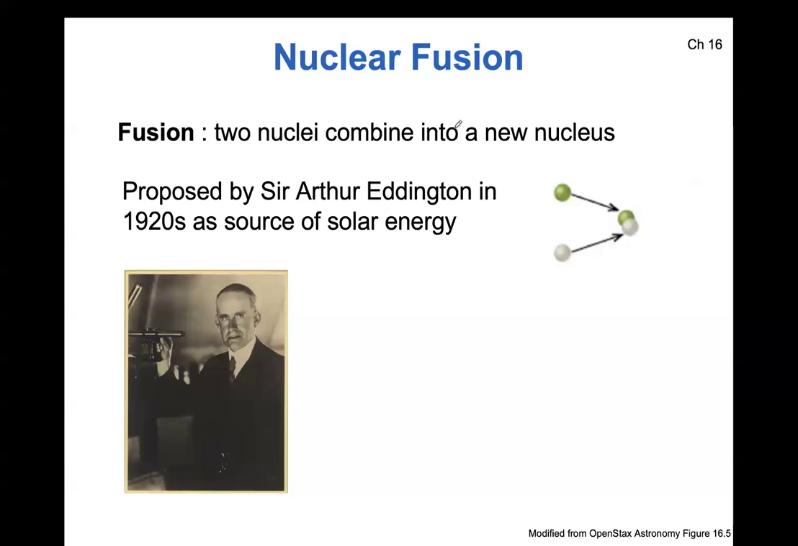Fusion, two nuclei combining into a new one, was discovered a little bit later, in the 1920s, by Sir Arthur Eddington as a source of solar energy. It was proposed as how the sun creates this energy. Before this time, it was a very open and hotly debated question how the sun produces energy, with many smart scientists not leaning towards fusion because it was unknown, unproven, right?